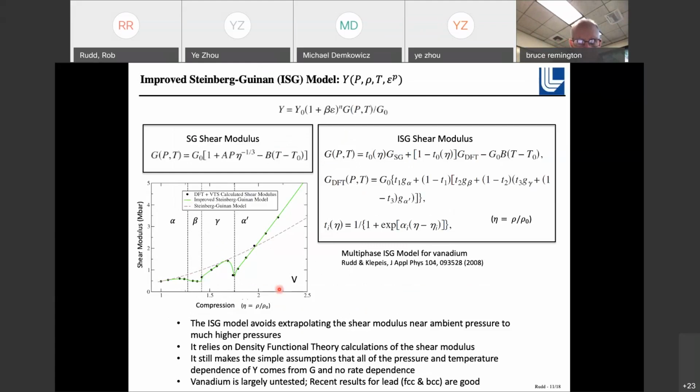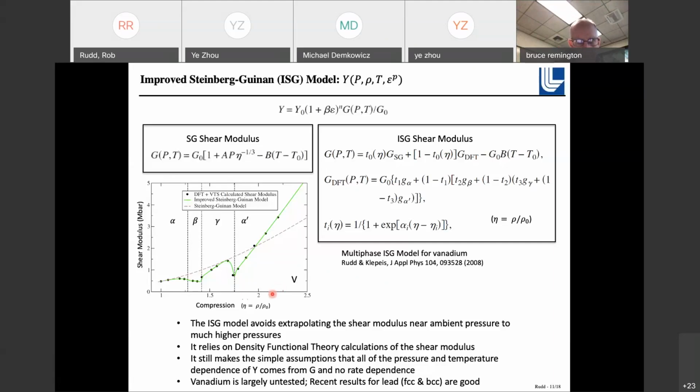We can get some guidance from first principles calculations from density functional theory and quantum molecular dynamics, which have opinions about the shear modulus. And in a multiscale sense, they can even go beyond that. But already with density functional theory, you can say, maybe we have an ansatz of what the shear modulus should be. And so that's the motivation for this improved Steinberg-Guinan model.